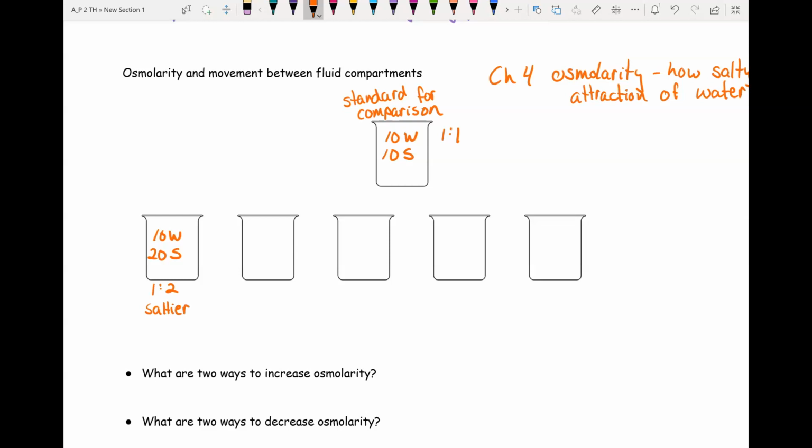Well, there's another way to make it saltier. We can also reduce the amount of water. So let's say we keep the salt steady at 10, but we cut the water in half to 5. Well, you still have that 1 to 2 ratio now. This is still saltier. In each case, whether you raise the salt or you reduce the water, your concentration of salt is higher now. You have saltier water. And this is increased osmolarity. And whenever you increase the osmolarity, you're going to attract more water. If it's saltier, it will attract more water.